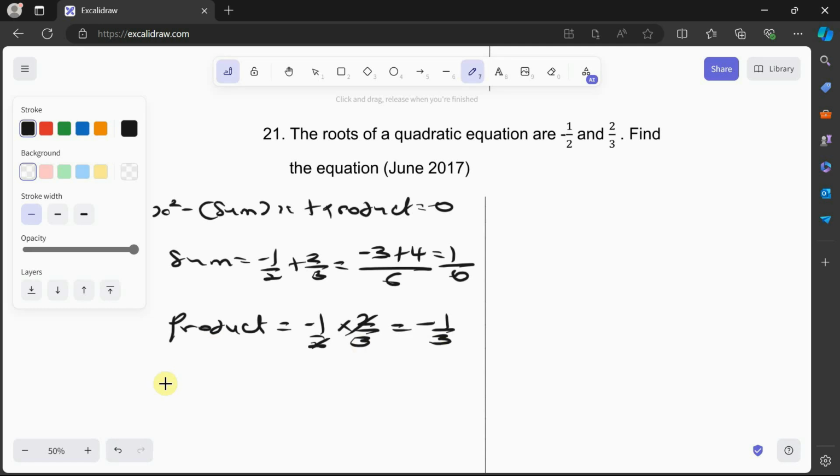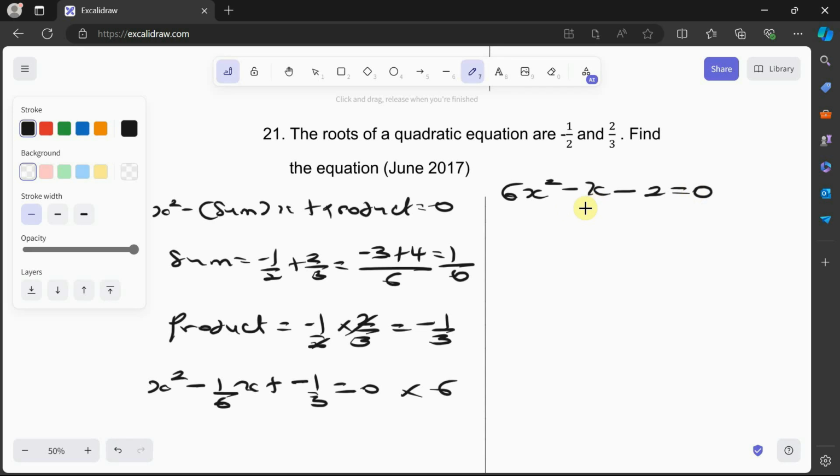So I'll just substitute and say x squared minus 1 over 6 x plus minus 1 over 3 is equal to 0. So I can multiply all through by 6 so that I don't have fractions. If I multiply this by 6, this will be 6x squared, minus 1 over 6 x times 6 will give me minus x. Then plus times minus is minus. Minus 1 over 3 times 6 will give me 2, is equal to 0. So this is 6x squared minus x minus 2 is equal to 0. That will be option B.